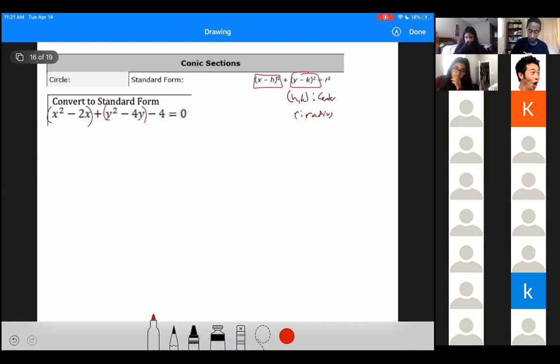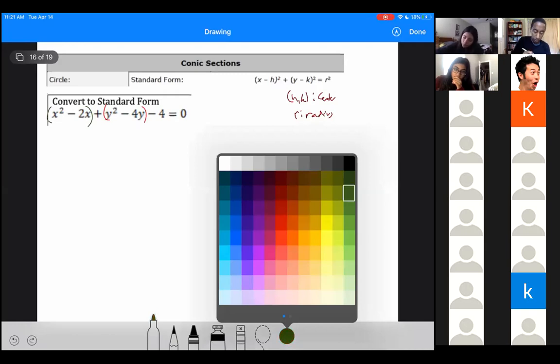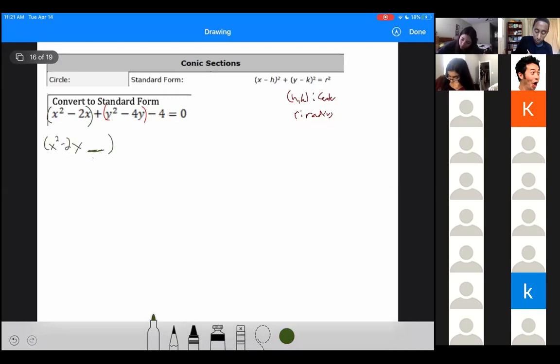Okay? So let's start with the x. So we're going to have x squared minus 2x. And we're trying to figure out what can we add right here. Okay? So in other words, what can we add right here that will make this whole thing factor to this perfect square? Okay? And then over here, we're going to find out, okay, what can we add right here that will make this whole thing factor to this perfect square? So how can we complete that square? We still got this minus 4 equals 0.